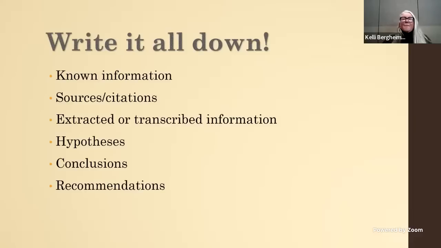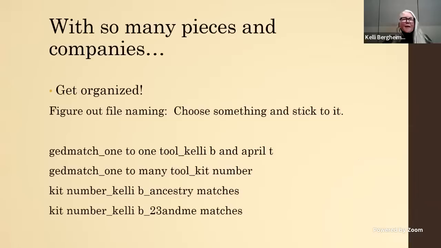So how do I organize all this stuff? I will tell you, I have some file naming conventions that I use. I do a lot of different file types, and this is just an example. I use underscores a lot; visually, it helps me see. I'll use maybe the testing company, the tool that I use, and who I compared. And of course, in real life, I'm adding full names there so that I can remember who everyone is. I will also do the kit number, or my Ancestry matches or my 23andMe matches. So I have lots of different file names. But remember, your file naming doesn't have to be perfect because your computer is fully searchable.